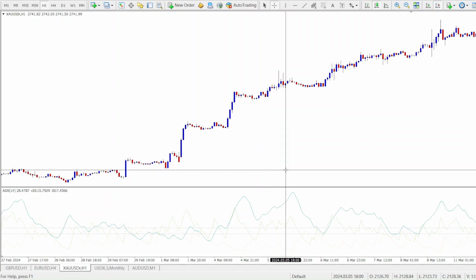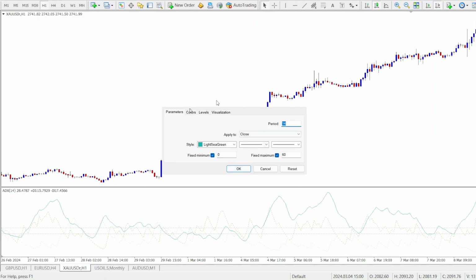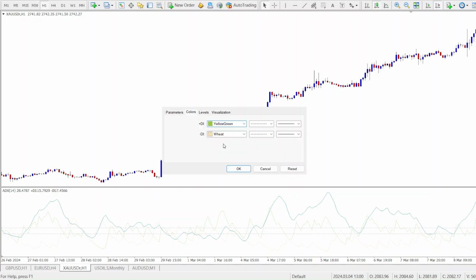Now, the ADX measures trend strength, like I already said. Let us go to the settings. We will see that the ADX is actually made up of the plus DI line, which is this green line, and the minus DI line, which is this wheat colored line. Now, when it comes to settings, for the default settings, the period is set to 14.